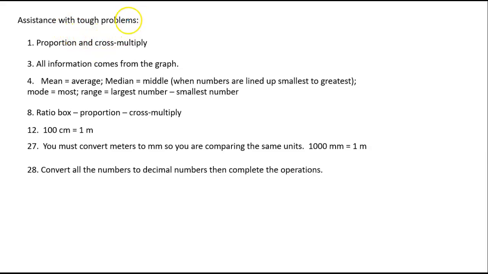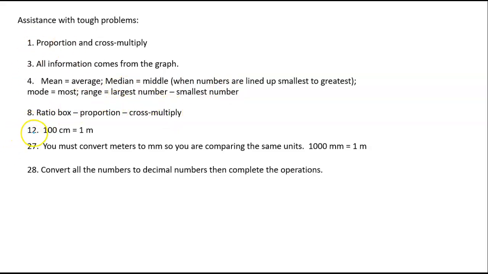Assistance with tough problems. So number 1 is a proportion and cross multiply. Number 3, all of the information comes from the graph. Number 4, the mean is the average. The median is the middle when the numbers are lined up from smallest to greatest. The mode is the number that is most listed. And the range is the largest number listed minus the smallest number listed. 8 is ratio box proportion cross multiply.